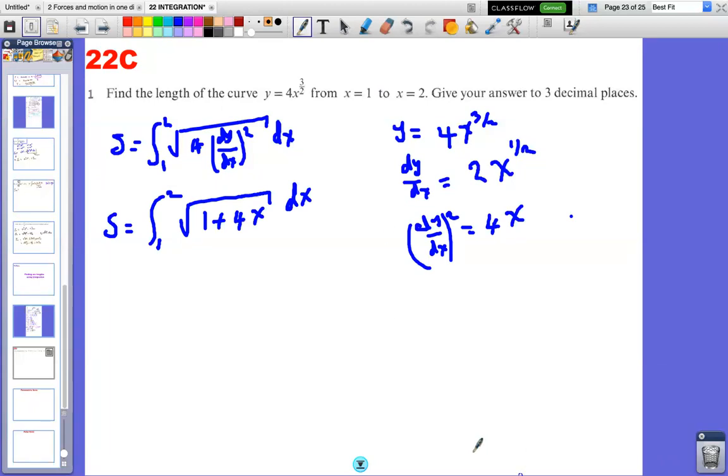How should we solve this? How to find this integral? Ruby? Ruby, what method should we use to find the integral? Ryan? Yes. What? You should use substitution.